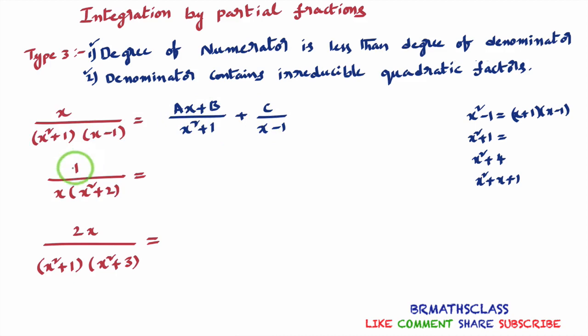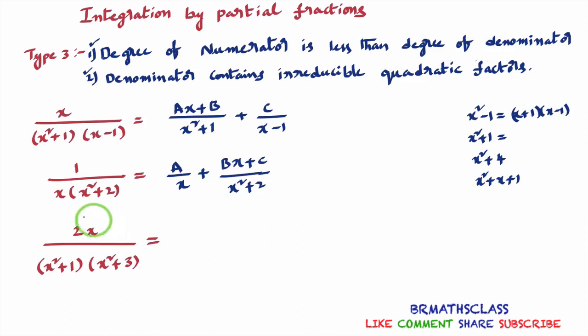You observe here, degree of numerator: 1 is there, and 1 can be written as x power 0. Degree of numerator is 0. Degree of denominator is 3. So the first condition is satisfied. Second one, the denominator contains irreducible quadratic factors. Yes, you see here x square plus 2 is there. x square plus 2 is what? An irreducible quadratic factor. Here x is a non-repeated linear factor. So how do we write this? We write this as a divided by x plus, for this irreducible quadratic factor x square plus 2, we will write like this, as a is already used, bx plus c divided by x square plus 2.